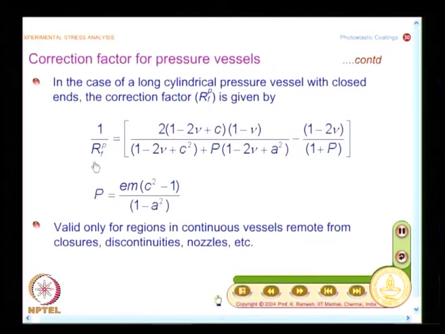And like any other correction factor, here again it is valid only for regions in continuous vessels remote from closures, discontinuities, nozzles, etc. So, that is what you have to keep in mind.